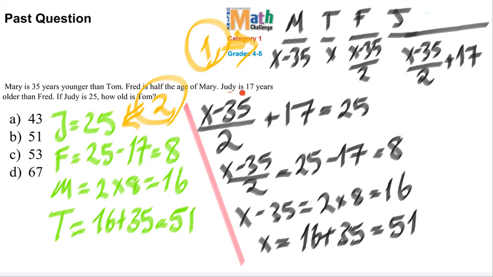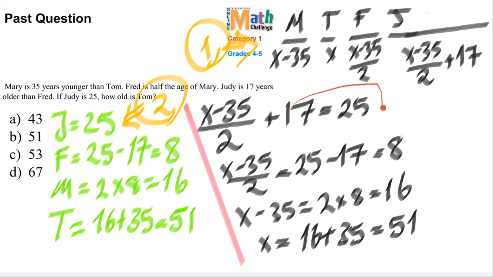Next one is Judy. Judy is 17 years older than Fred. So if this is Judy and this is Fred, Judy is 17 years older. Older means more than Fred, so we add 17. Right now we get all the ages in terms of X. Now the last final information is Judy is 25. So we write the equation, this equals 25.